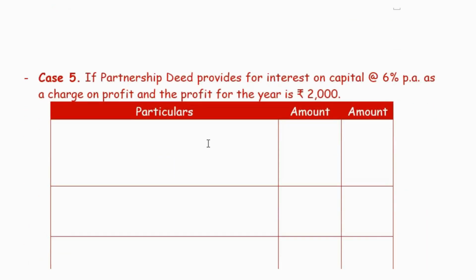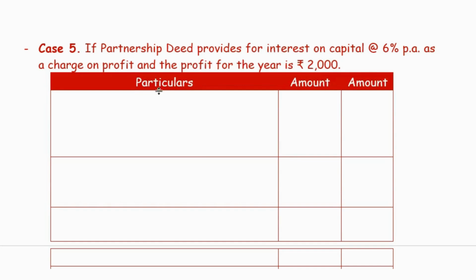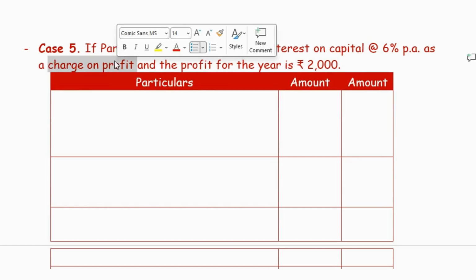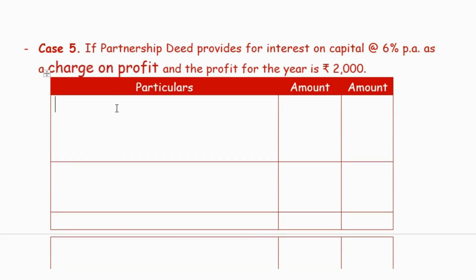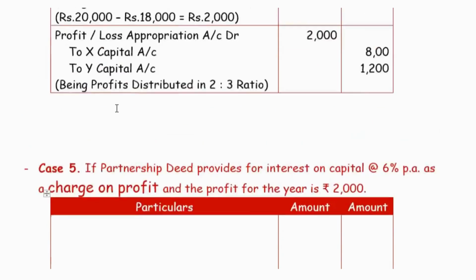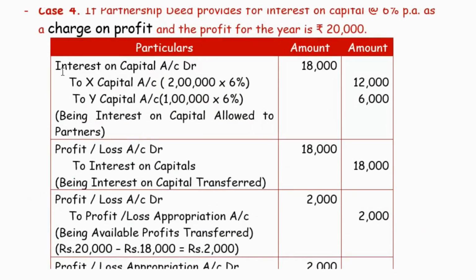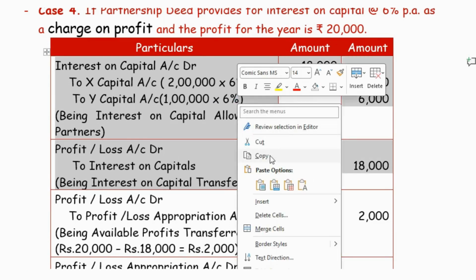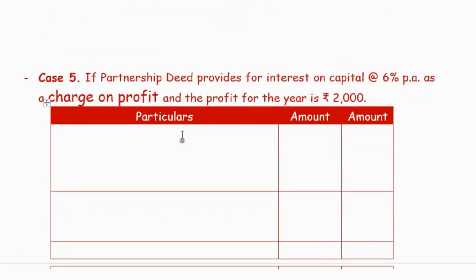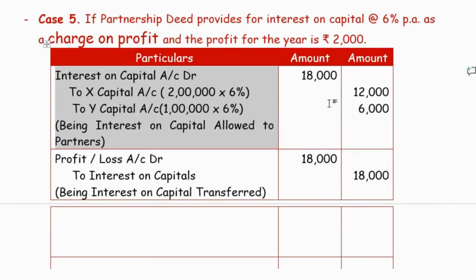Then next case, if the partnership deed provides for interest on capital at the rate of 6% per annum, and here also the situation is charge on profit. That means the interest on capital is to be fixed in the profit or loss stage itself, in the normal profit or loss account itself. So the first two entries are going to be the same as in the previous question. I am just copying the journal entries for time saving purpose. Interest on capital is the same and it is transferred to the P&L.